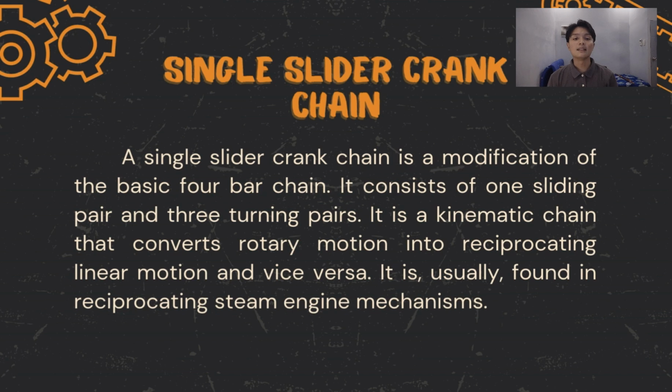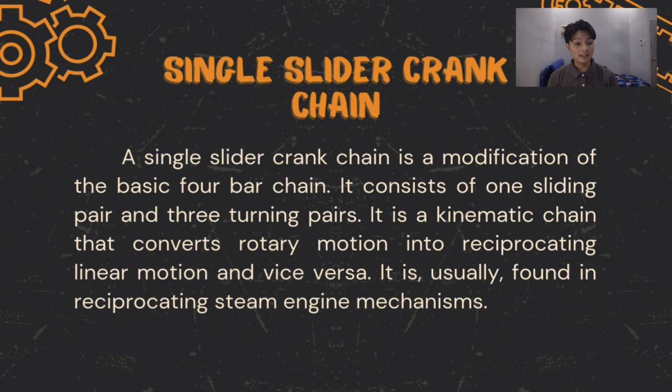So what does that mean? The basic 4-bar chain is a kinematic chain that contains 4 turning pairs, and when we switch one of those pairs into a sliding pair, it becomes a single slider crank mechanism. But when we switch 2 of those pairs into sliding pairs, it becomes a double slider crank mechanism, which will be discussed later on by my fellow reporters. But for now, we will be focusing on the single slider crank mechanism.